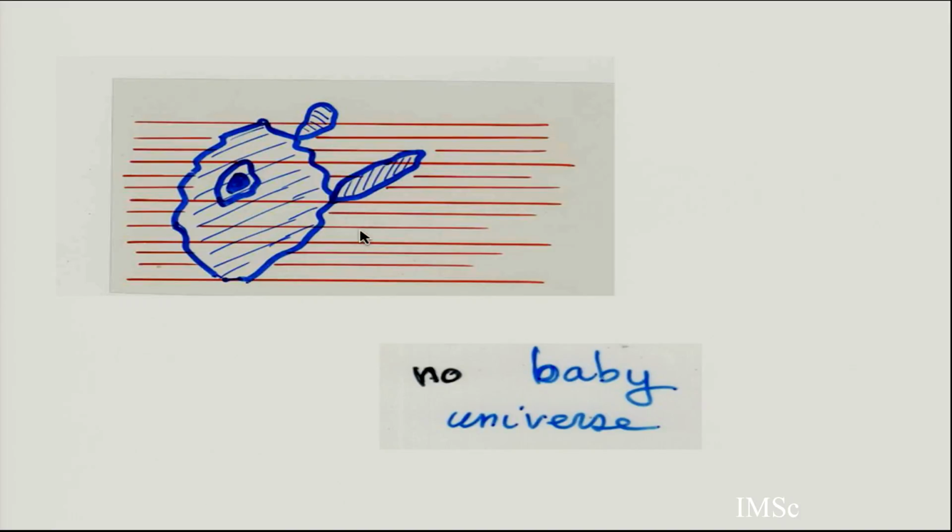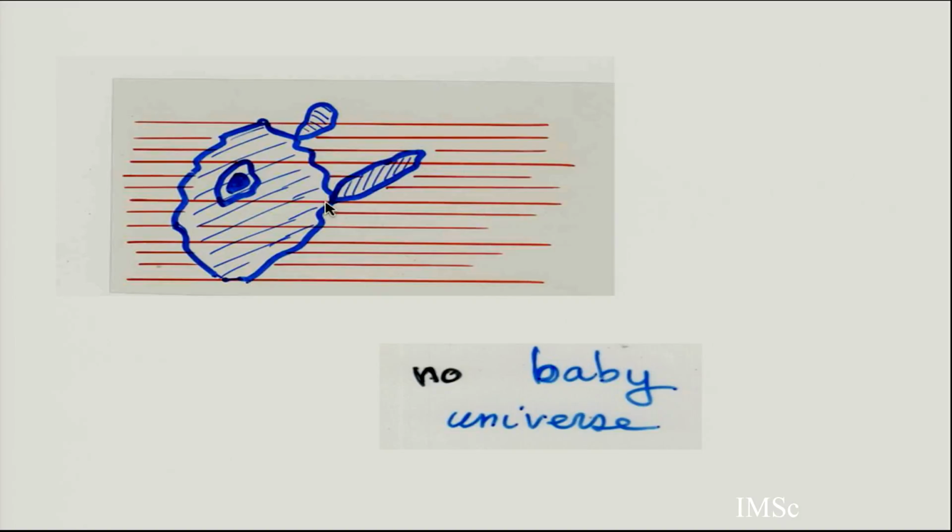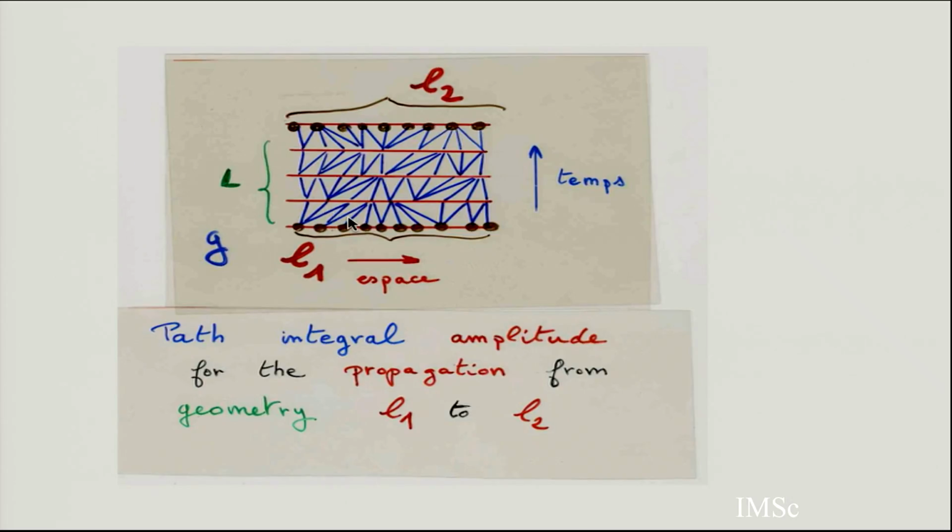Because from such a triangulation you can maybe add some new universe to this strip of triangles, but here we will cancel any baby universe. And the problem, what they call the path integral amplitude, is the propagation from geometry L1 to L2. Here geometry L1 is the number of points here, L2 is the number of points on the top row. And this is a propagation of the geometry from a space with L1 points to a space with L2 points.